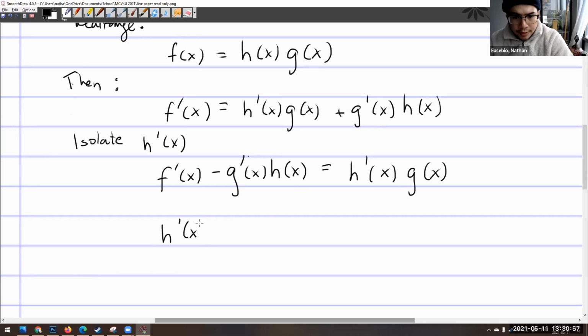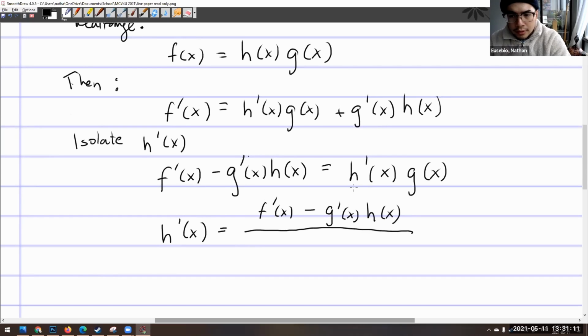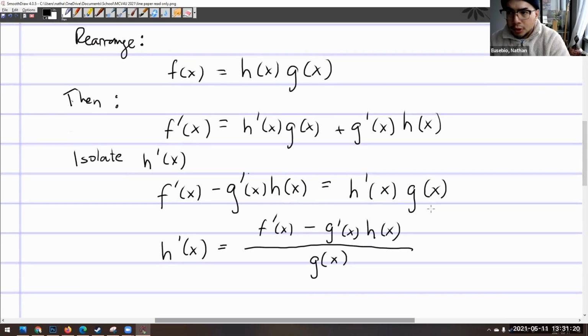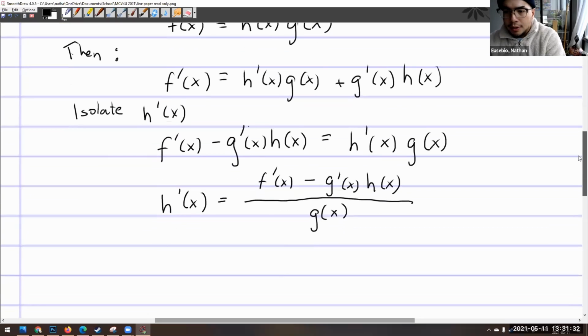So h prime of x, I'm gonna rotate the equation. H prime of x is f prime of x minus g prime of x, h of x, all over g of x. But this is kind of like recursive. There's my programmer ways again. I don't want another h of x in there, right? Let's break that down because I just want my formula to have f and g.